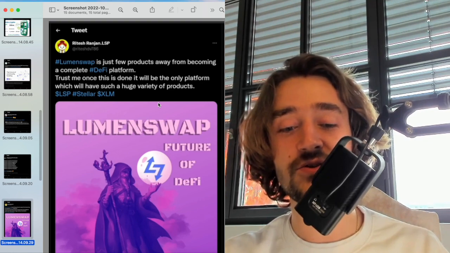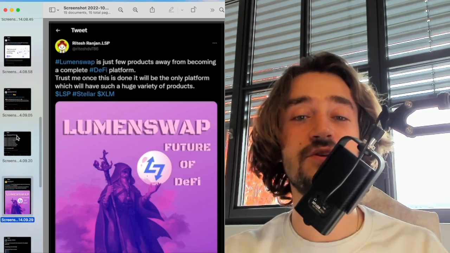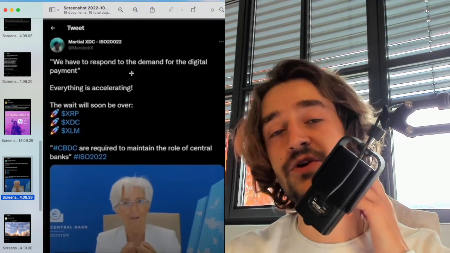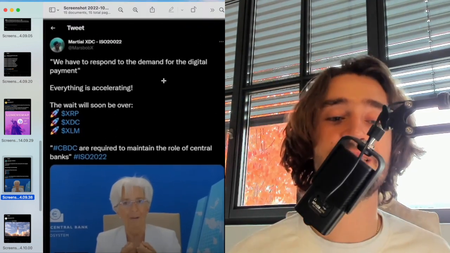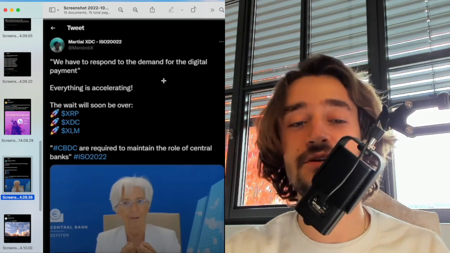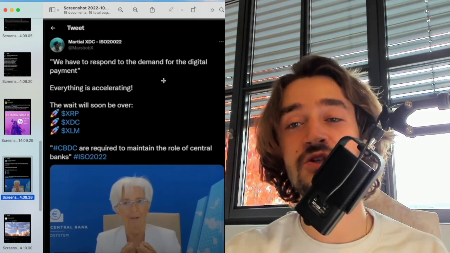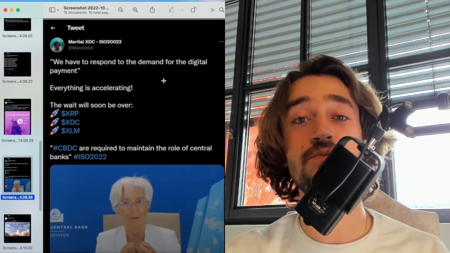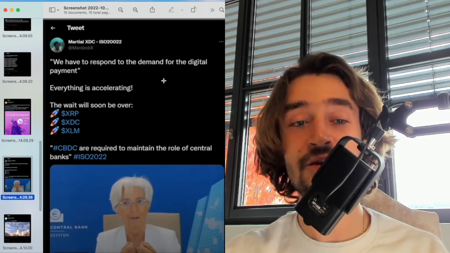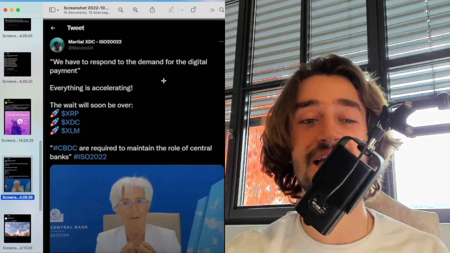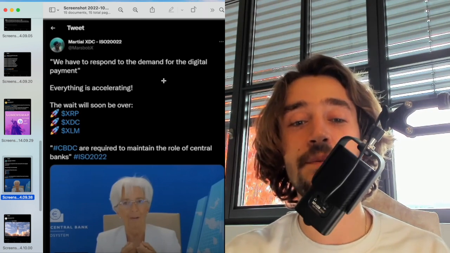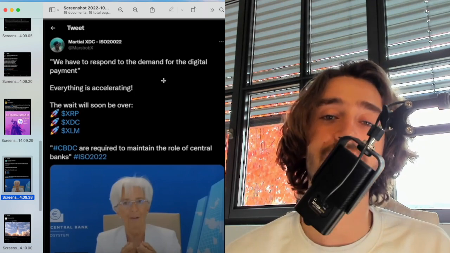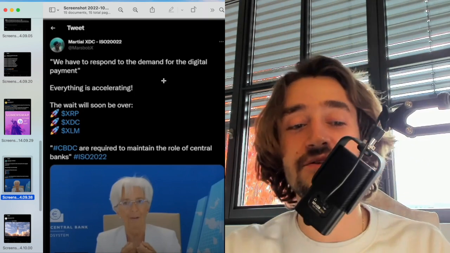Finally, this news I want to talk to you about, ladies and gents, we have to respond to the demand for digital payment. Everything is accelerating, the wait will soon be over. Now, if you're looking at XRP, XDC, XLM, CBDCs are required to maintain the role of central banks, and this is very much true. They don't want to involve cryptos, but they have no choice if they want to be looking into the future. And the fact is XRP, XLM, and XDC are able to help the role of central banks. And it's only a matter of time before people realize all the utility it's bringing to the end user.